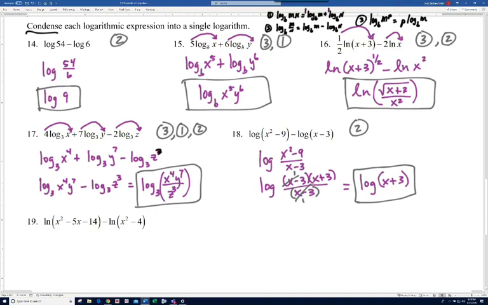All right, 19 is just another similar example to what we just did. So I'd encourage you to try that one and then watch the video.